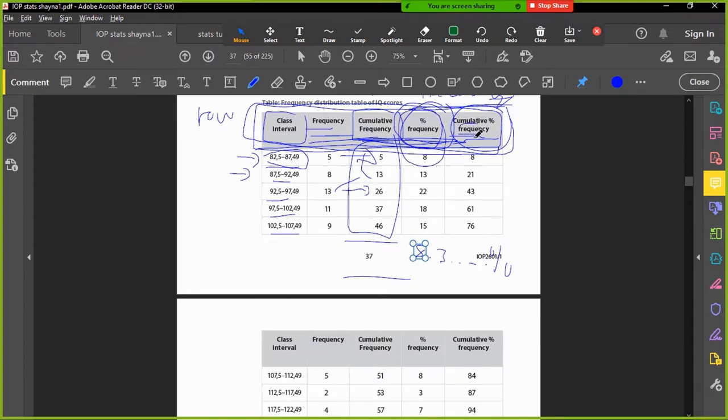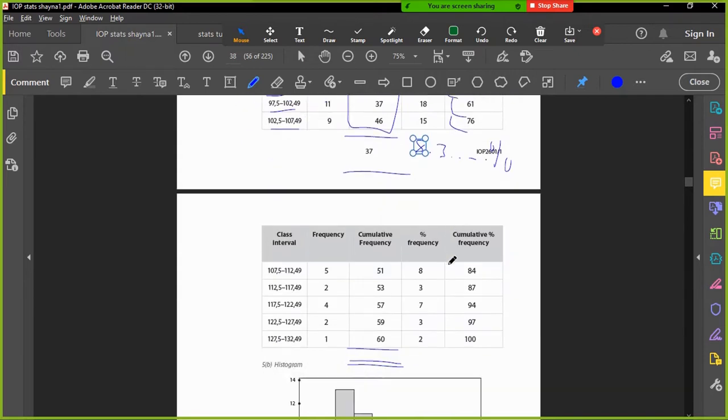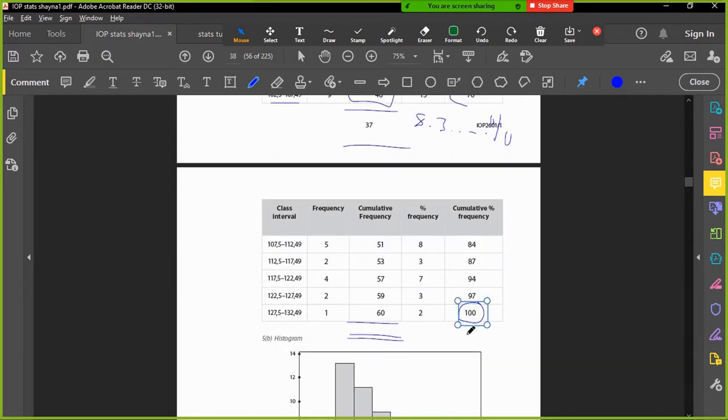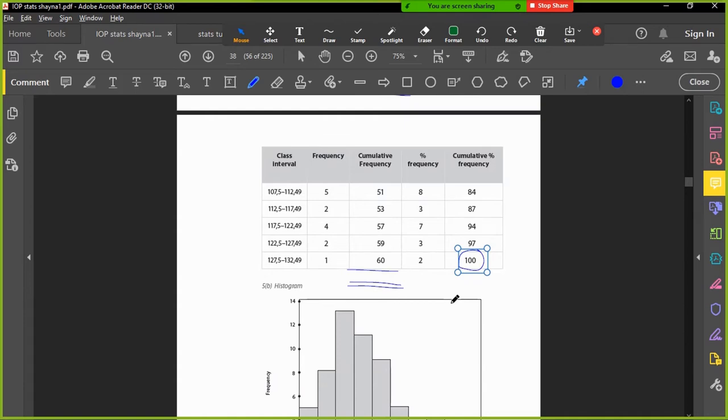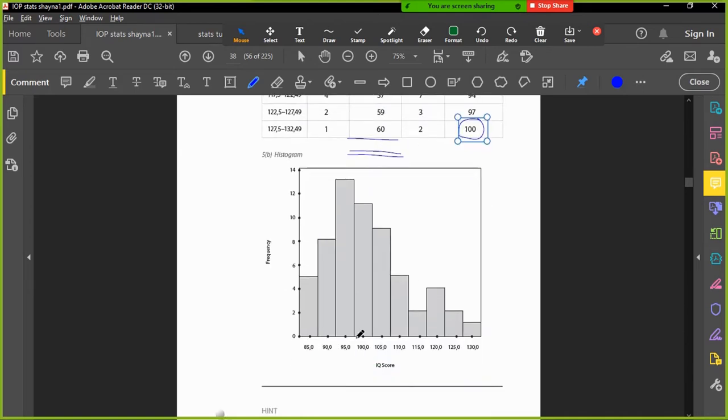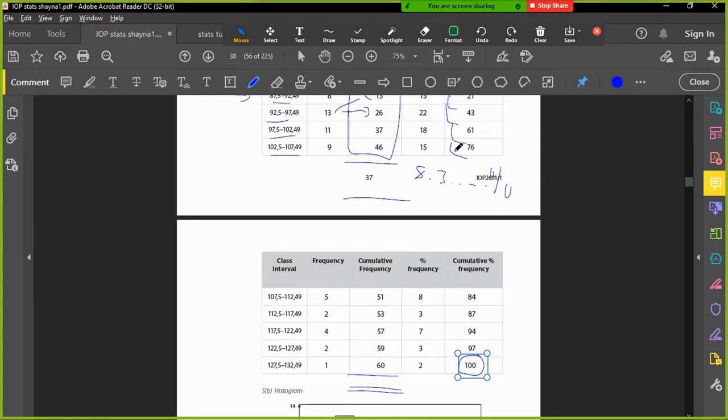Cumulative percentage frequency, do you know how to work that out? Yes, so it's 8 plus 13. So the first one is the same, and then it's 8 plus 13 is 21, 21 plus 22. Okay. Are you happy with that? Yes, thank you, I am. Okay. Would you be able to draw this graph based on this table?